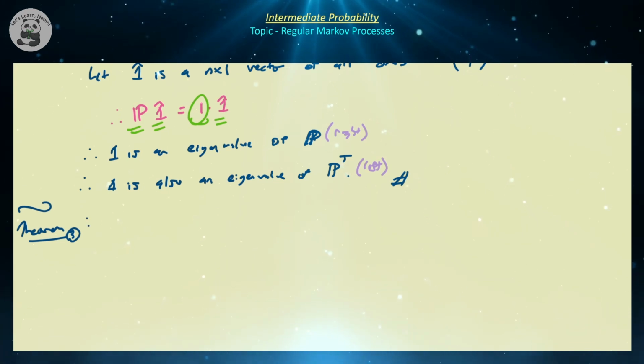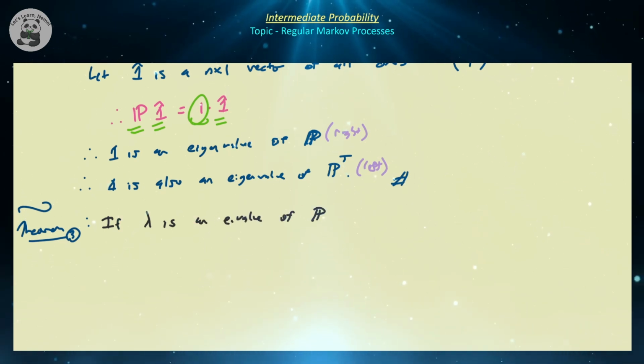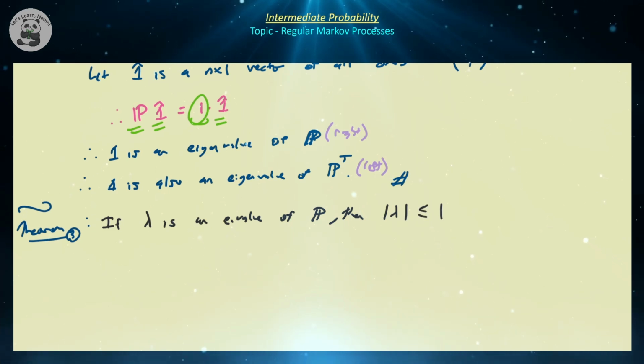Another very interesting theorem is the following. If lambda is an eigenvalue of our stochastic matrix P, regardless of left or right, then the magnitude or the size of those eigenvalues will always be less than or equal to 1. Keep in mind the eigenvalues could be complex. They could be equal to i or negative i potentially.